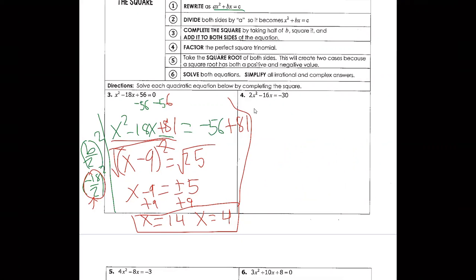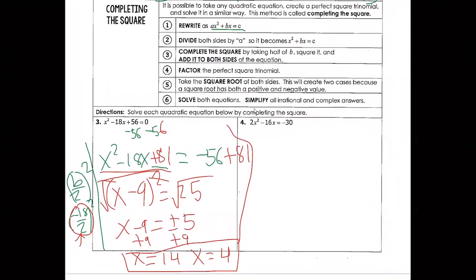All right, so number 4, it's already in this form if you look at those steps. So we don't have to do anything there, but we do want to get rid of this a. We don't want that 2x squared.